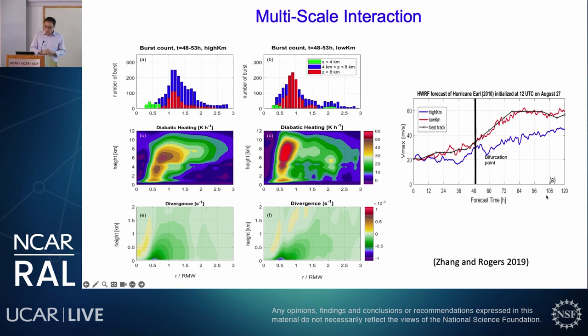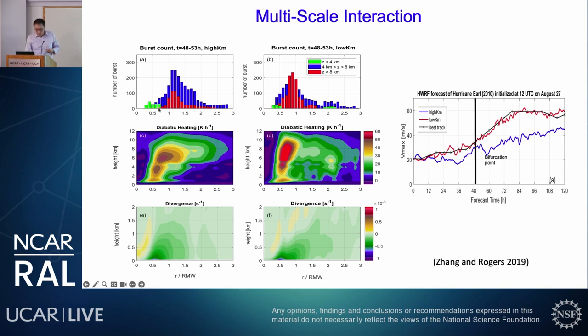For the case study, we also look into what happens when we change this boundary layer structure in the low levels, and how that change would affect the upper level structure, like the convective scale structure. So here again, I'm looking at 6 hours before the intensification bifurcation point. The upper panel shows the counts of the convective bursts. The convective burst here is defined at each grid point where the vertical velocity has to be greater than 3 meters per second. Then I counted them here, on the right hand axis of numbers, and I also counted the bursts at different vertical levels.